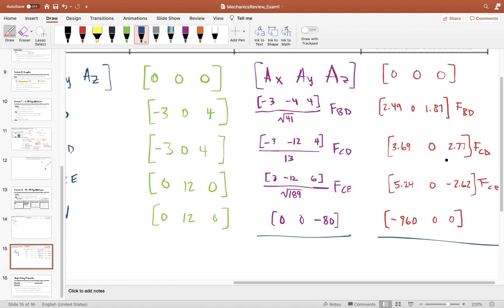What happens if I were to, remember that assumption we made at the beginning because of the pulley? So, FBD is equal to FCD. So we just write them as the same force. I'm just going to call them FD so I don't have to rewrite the whole thing. So now this is the same force.